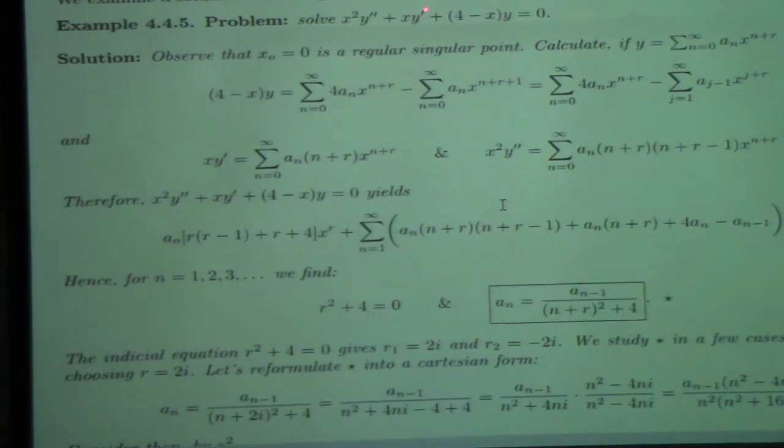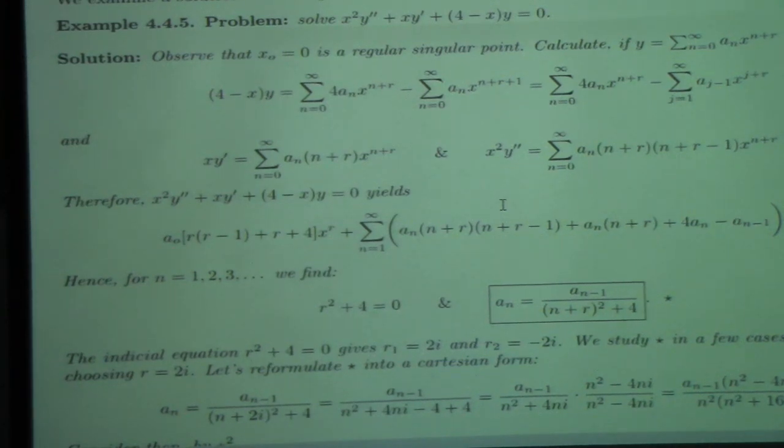Then I'm working on x y prime. x y prime is a sub n times x to the n plus r minus 1, but I multiplied by x, which brought it back up to n plus r. I like this one because it matches what I've already got. x squared y prime prime would be n plus r minus 2, except since I multiplied by x squared, it brings it up to x to the n plus r. This is good. All of these I now have in the same format, so I can add them appropriately. And that's where I get this step from.